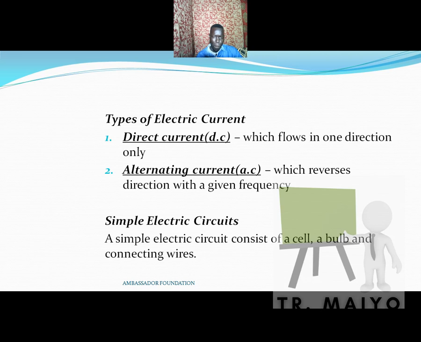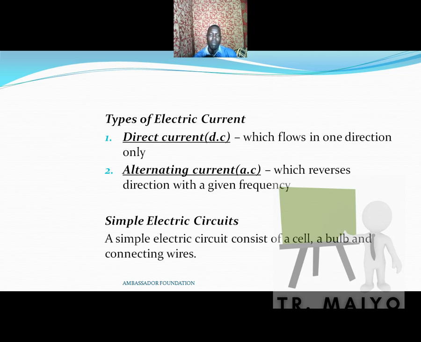Now, I will explain to you. A direct current is the one that flows in one direction only. You see, in a wire or a conductor that allows current to pass through, the current can decide to be flowing in a reverse direction under a given frequency. That one will be alternating current now. But if it can flow in one direction only, then we call it direct current. But if it flows in reverse direction under a given frequency or in a given time, then it is alternating current.